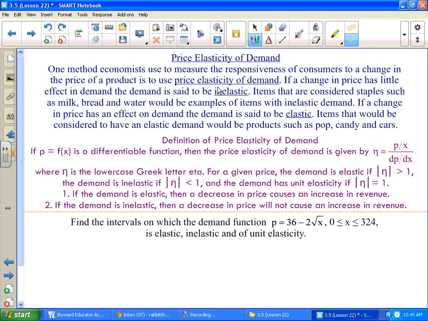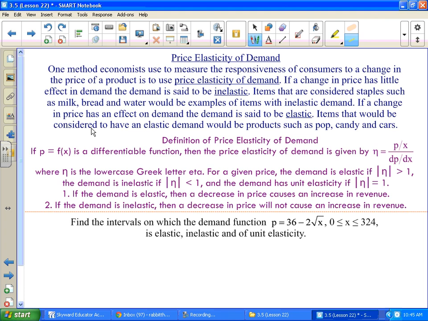So it says items that are considered staples, such as milk, bread, water, things that you need. If you change the price, it's not going to change demand that much. It might change it a little bit. Maybe I'll change my daughter's diaper less often because I'm a terrible mother, if they raise the price by a lot. But you're going to need those items, right? So it's not going to change demand that much. That's inelastic. I could do cloth diapers. That's gross. I don't want to do that. Seems like a lot of work.